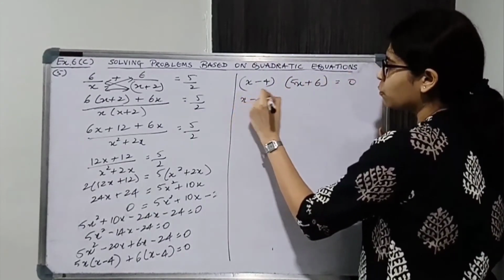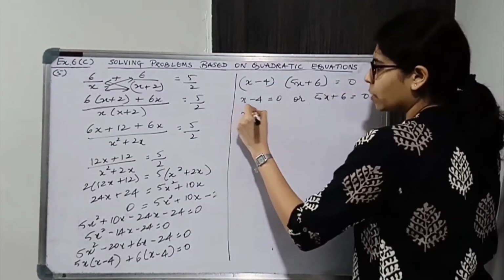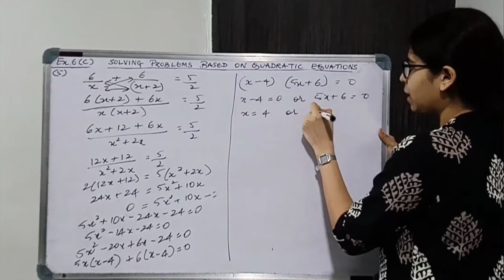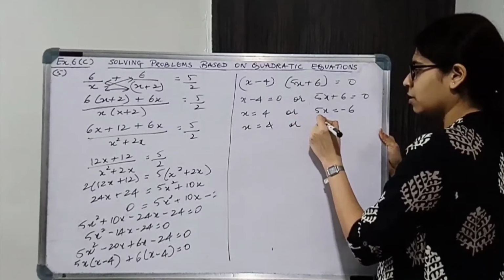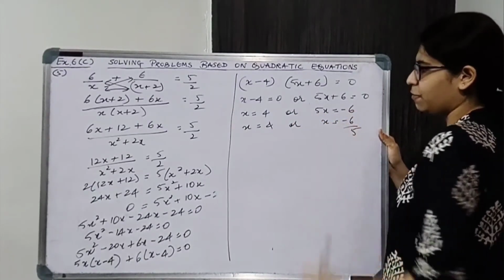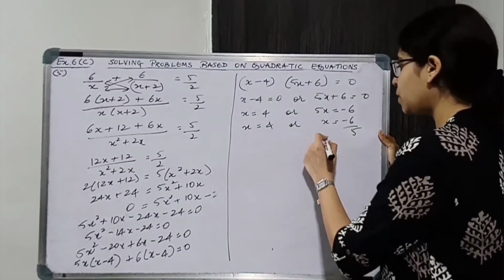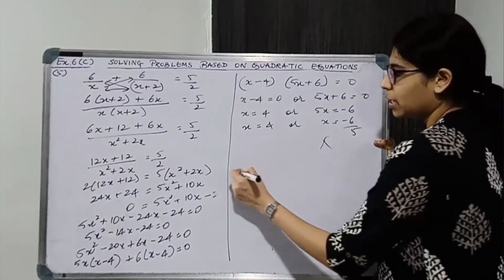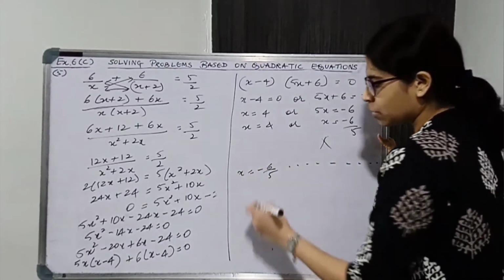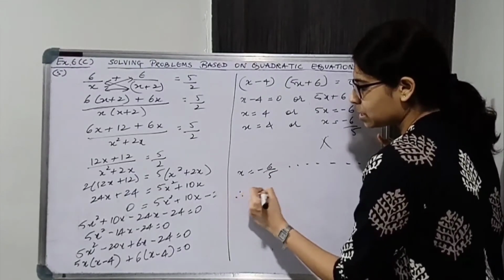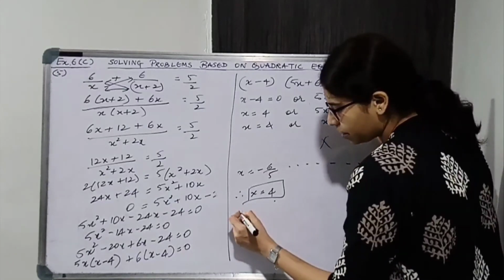So x minus 4 is equal to 0 or 5x plus 6 is equal to 0. So x is equal to 4 or 5x is equal to minus 6. So x is equal to 4 or x is equal to minus 6 by 5. This is not possible. Okay, this is not acceptable because speed will become negative. So x is not equal to minus 6 by 5 because speed cannot be negative. Okay, so you have to write down the statement. Therefore x is equal to 4.